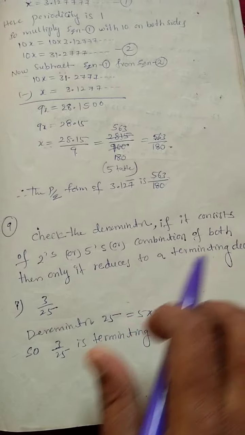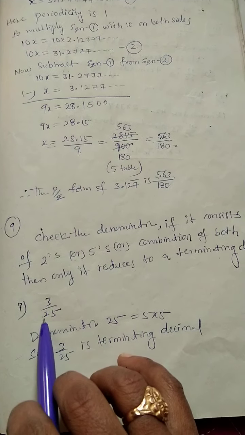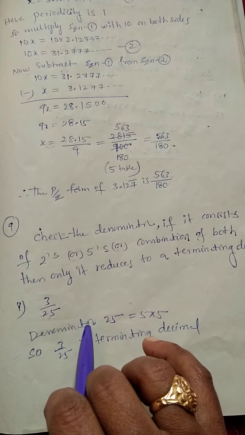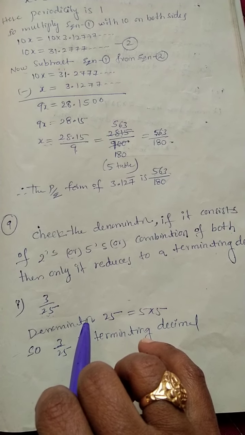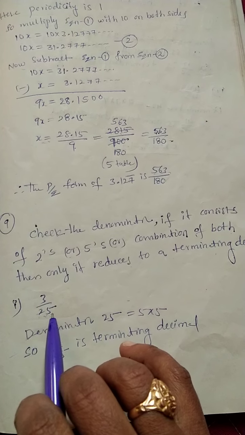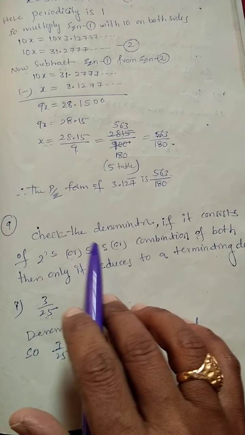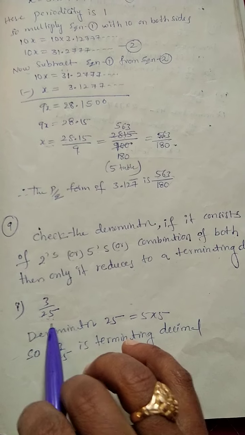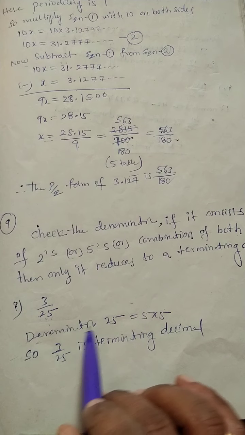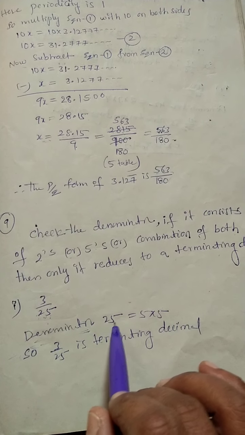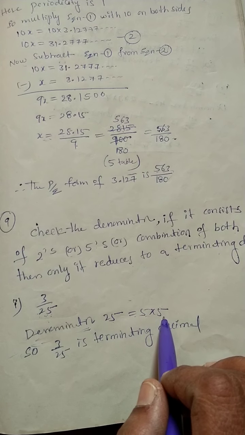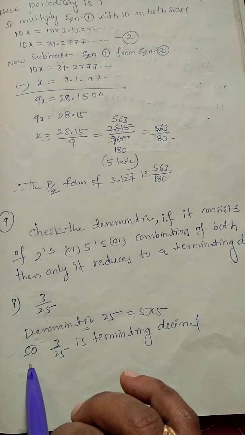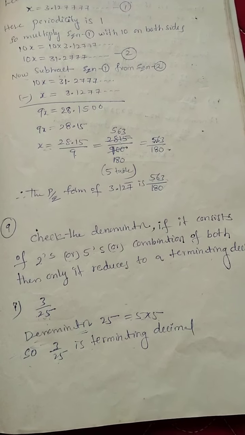Which means that for a given fractional or rational number, you check the denominator, whether we are able to express the denominator in terms of 2's and 5's. If we can express it in terms of 2 and 5, then we can say that it is a terminating decimal. Remember, the denominator 25 we can express as 5 into 5. So this denominator is in terms of 5's. So we can say that 3 by 25 is a terminating decimal.